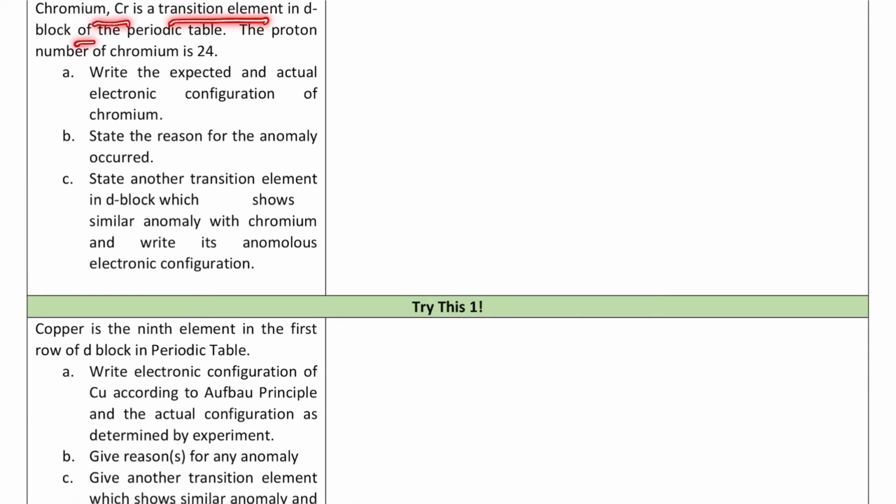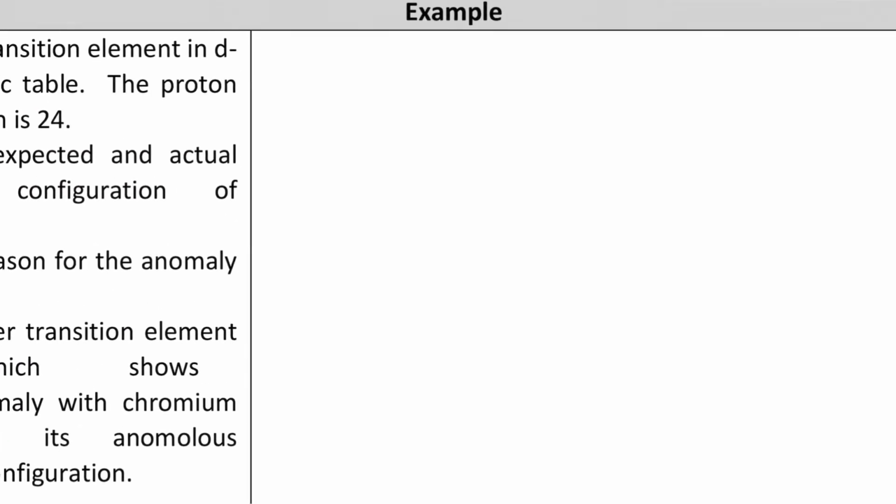Okay, chromium is a transition element in the d block of the periodic table. Okay, so the proton number of chromium is 24. Write the expected and actual electronic configuration of chromium. Okay, so it says chromium is in the d block in the periodic table. Okay, we will learn this later in chapter 3. And then its proton number is 24. That means if it is neutral, its electrons are also 24. So, it asks us to write the expected and actual electronic configuration for chromium. So, let's start writing.